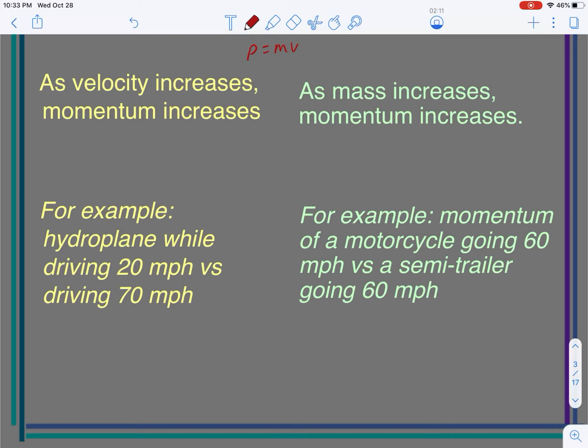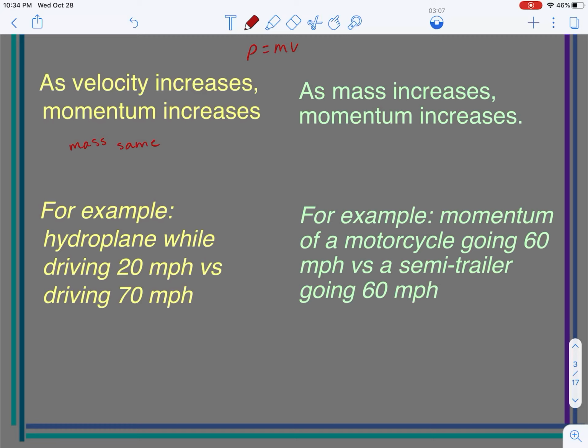So here in our example, you see that we have an example of a car or of some sort of vehicle that is hydroplaning while driving 20 miles per hour versus 70 miles per hour. So in this case, it's the same vehicle that is experiencing this motion. It's just that the vehicle is moving at different speeds. So our mass is the same for these two situations, but it's just the velocity that has changed.